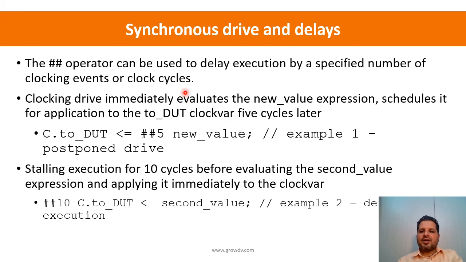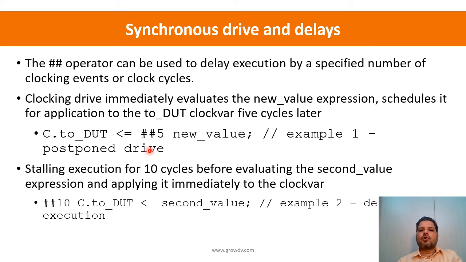So in the previous example, we saw how we were able to sample the information from a clocking block, and in this one we will see how we are going to drive, and how the double hash delays affect when we drive through the clocking block. For example, I will refer to a clocking block C, and this is the clocking variable. I am assigning to DUT a non-blocking assignment with double hash delay of 5 and a new value.